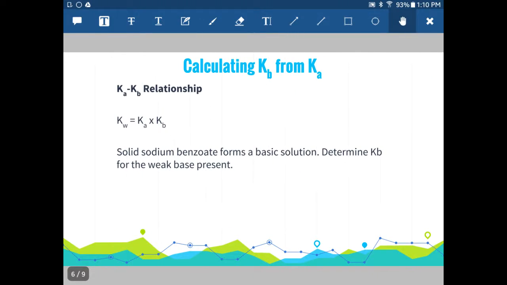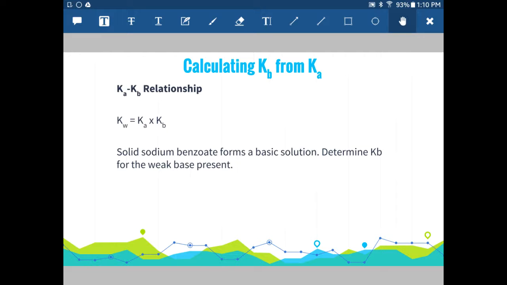So there's this new sort of relationship that we have to look at when we're talking about Kb and Ka. We call it the Ka-Kb relationship. Now, essentially, our Kw is equal to our Ka times our Kb.